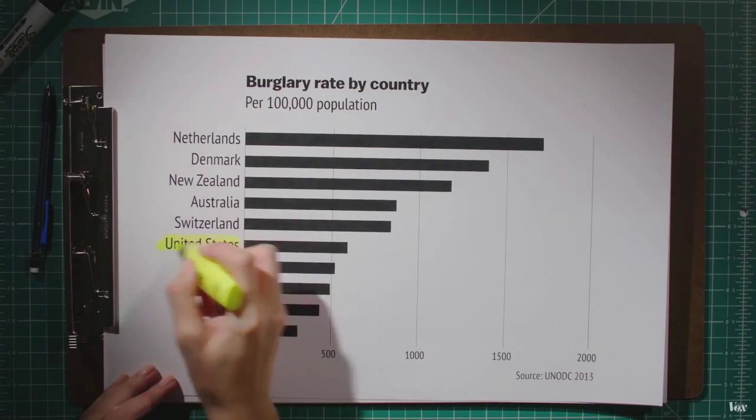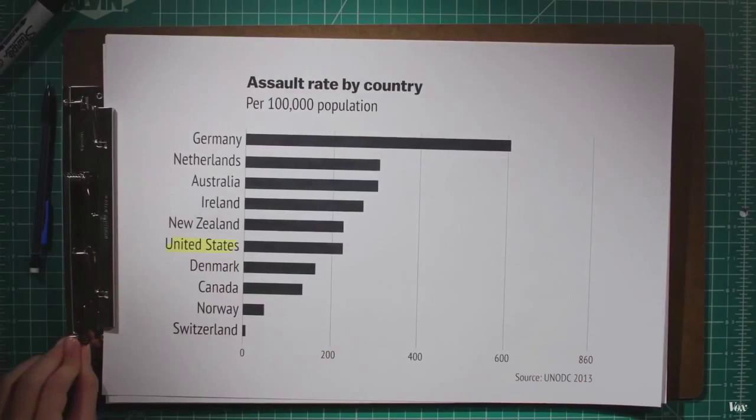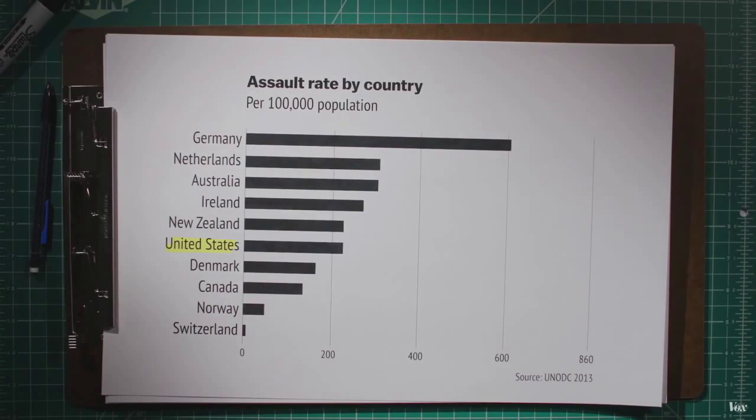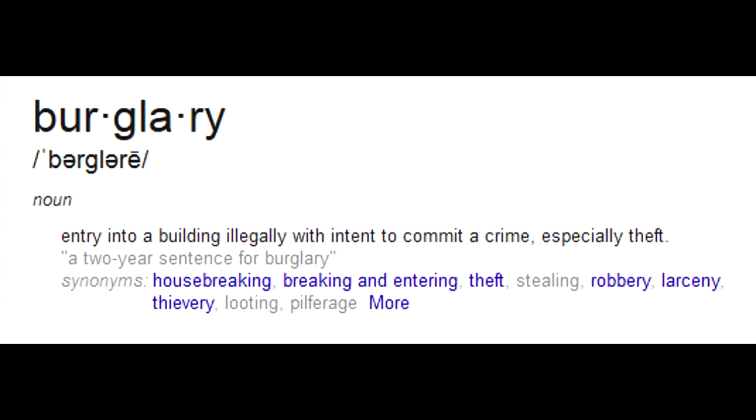But if you set aside homicides for a moment and look at rates of burglary or assault, you don't see that same spike that you see with homicide. I have a few problems with this point, and the first is that burglary is not a good way to gauge homicides. Burglary is entry into a building illegally with intent to commit a crime, especially theft.